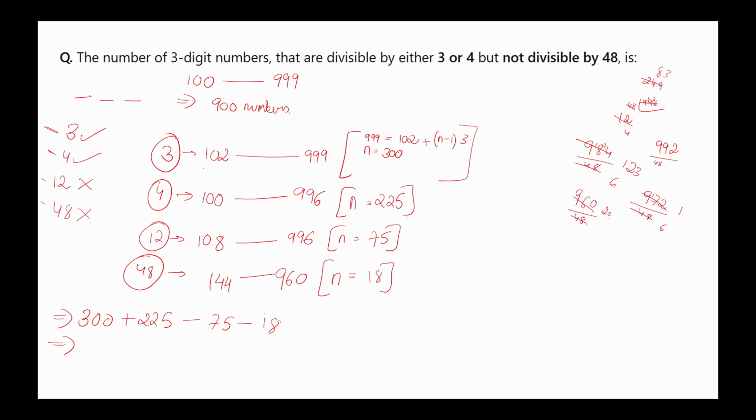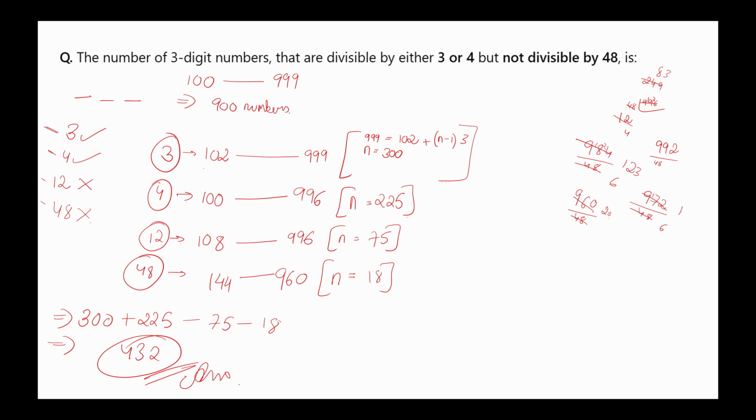Now, I hope you are understanding this. I have removed all those numbers which are common in these sets, so that I can get the exact number and there are no common terms coming in here. So this would become 525, this would become 450, 450 minus 18 would give us 432. This is my answer. So there are 432 three-digit numbers which are either divisible by 3 or 4.